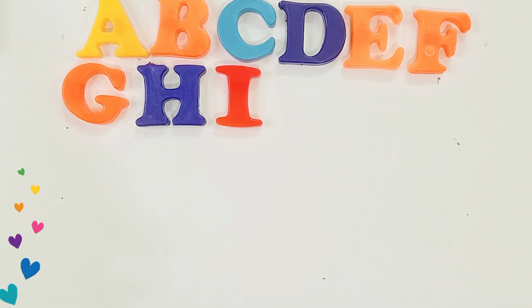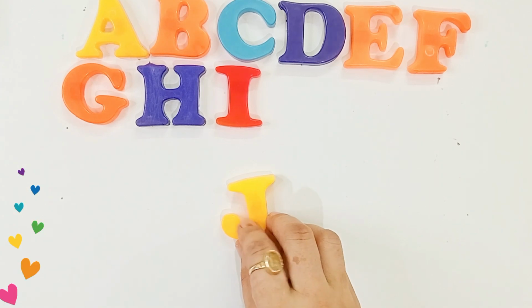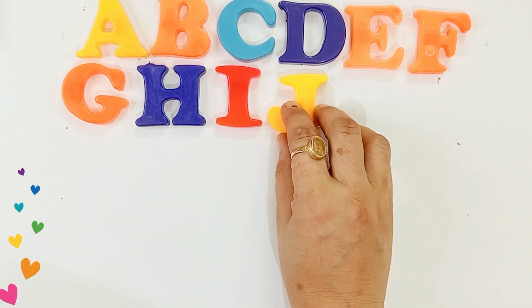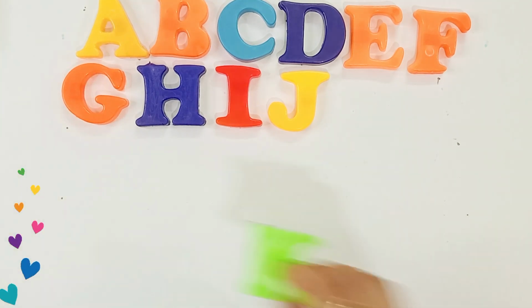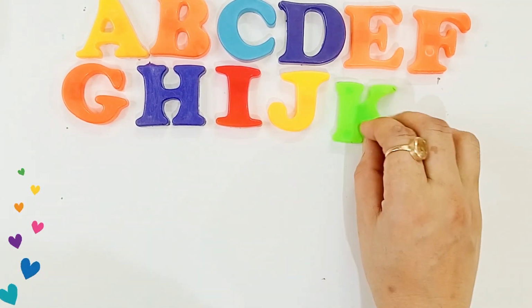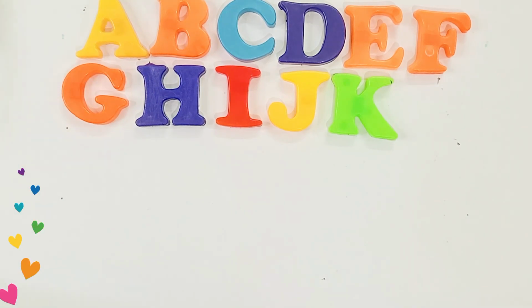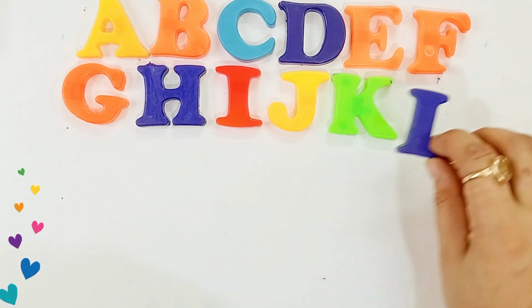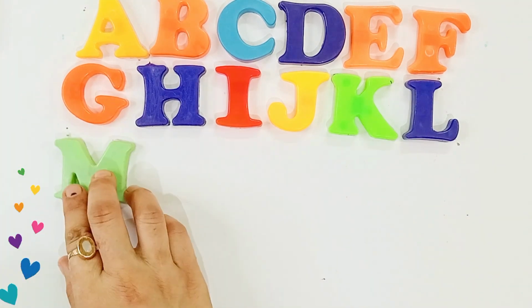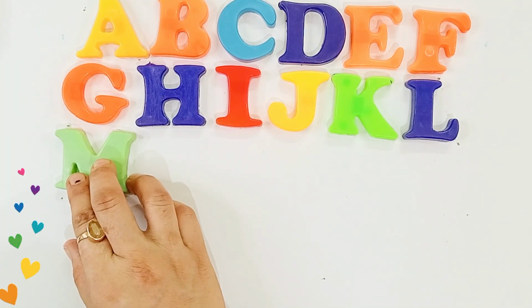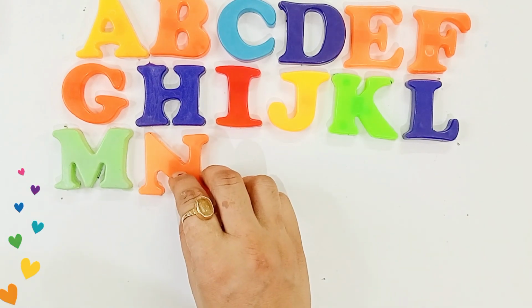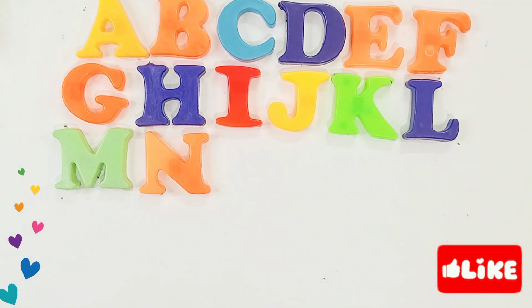I for ink. This is J. J for jelly. This alphabet is K. K for kiwi. This is L. L for lemon. M. M for mouse. N. N for nose.